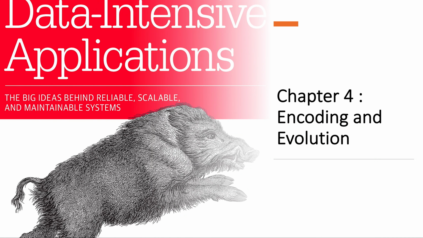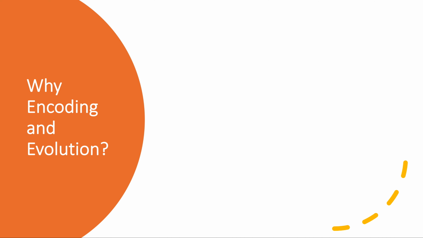Hello and welcome everyone. So in this video we are going to understand the fourth chapter, encoding and evolution, from Data Intensive Applications. So let us first understand why encoding and evolution is important. Why do we need it? So we all understand that our applications, our systems evolve with time. That is, they change with time.